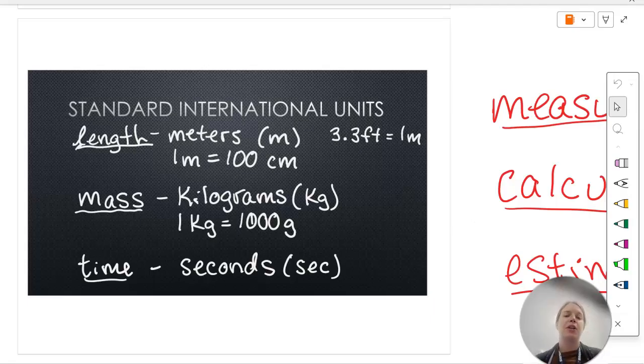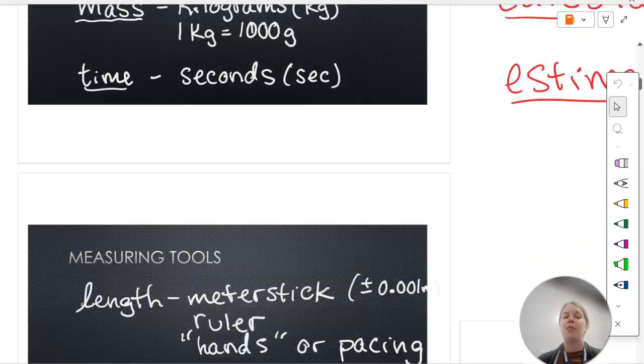Mass, we're going to use kilograms as our mass. And 1 kilogram is 1,000 grams, and it's about 2.2 pounds. In chemistry, you're probably used to working in centimeters and grams, so we just got to take that next step to meters and kilograms. And then in time, we'll use seconds.